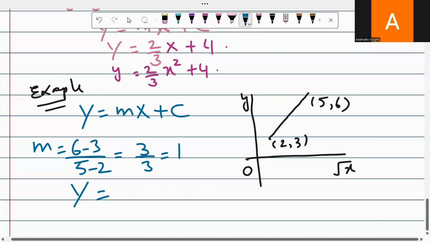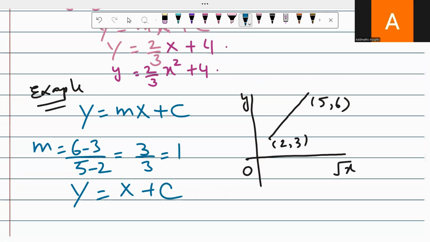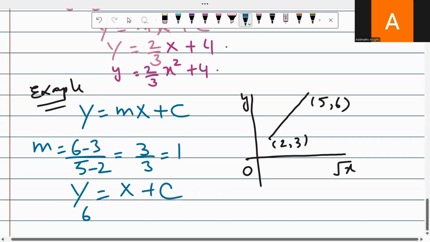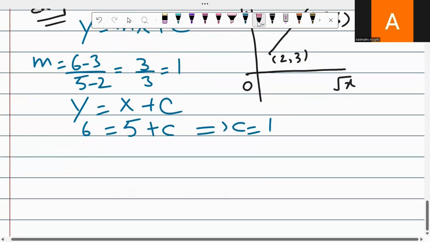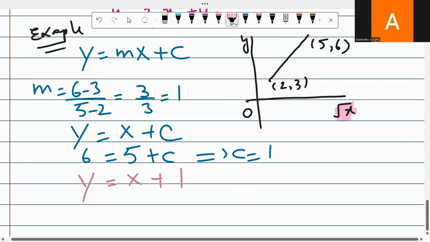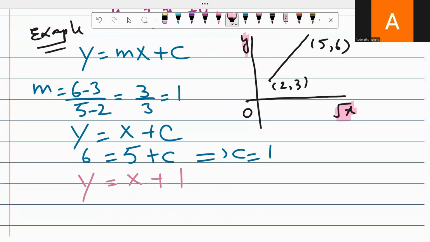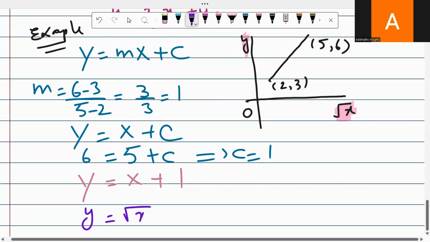So y equals x plus c. Now to find c, you substitute the values of x and y, 5 and 6, for example. So 6 equals 5 plus c, and this implies c is 1. So it means that the linear equation is y equals x plus 1. But you see that the graph is between under root x and y, so you can replace x and y. Here you will write the final equation: y equals under root x plus 1.